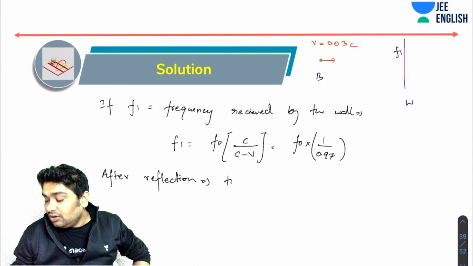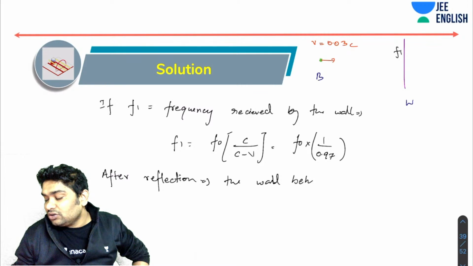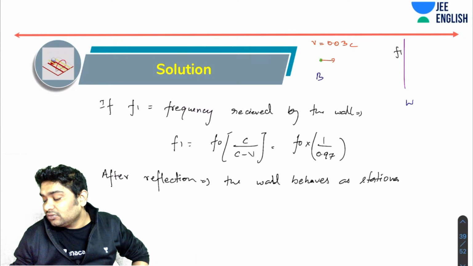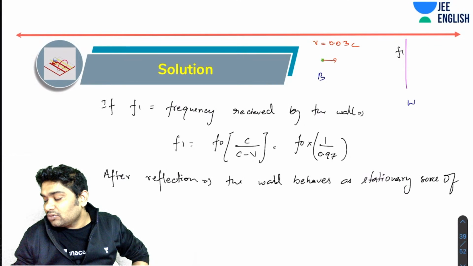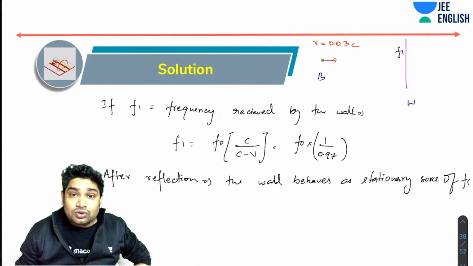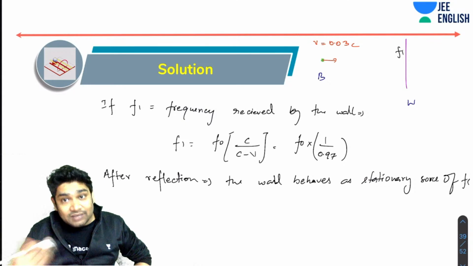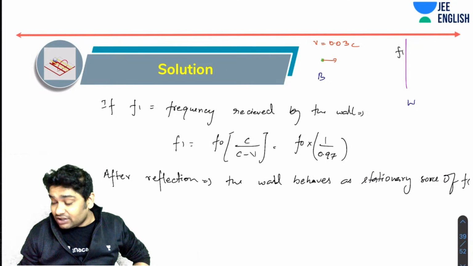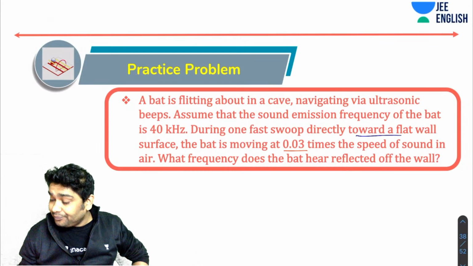Similarly, for the second case, after reflection, the wall behaves as a stationary source of frequency F1. Correct. So for the second case, the bat is the moving observer and the wall is the stationary source.